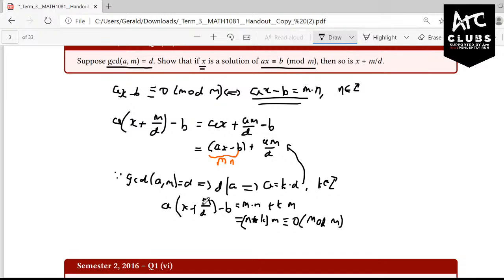So that means A times X plus M divided by D minus B is congruent to 0 mod M. And so therefore, A times X plus M divided by D must be congruent to B mod M. And we have the result that we wanted to show. So it's just about taking steps and ensuring that you don't skip any steps, and then you get to the result that you need. Cool.